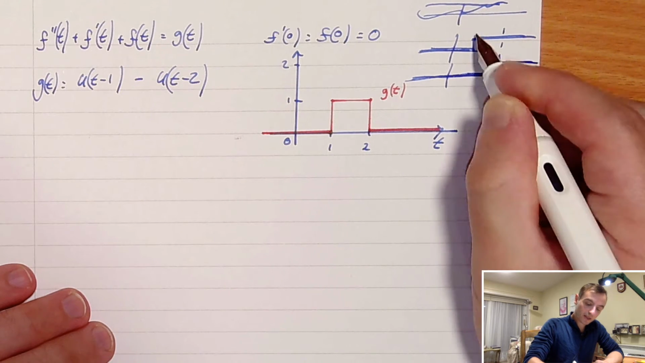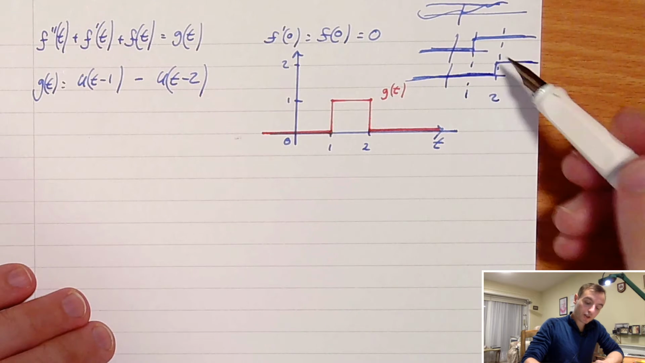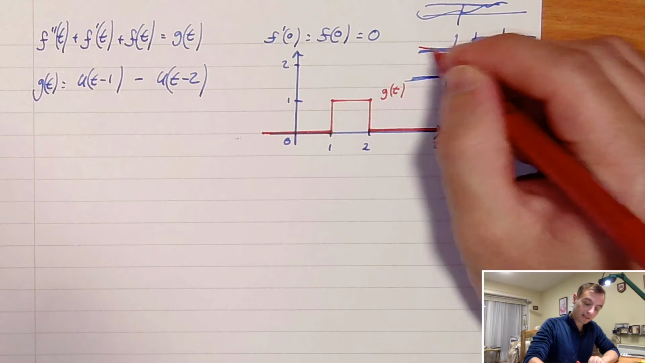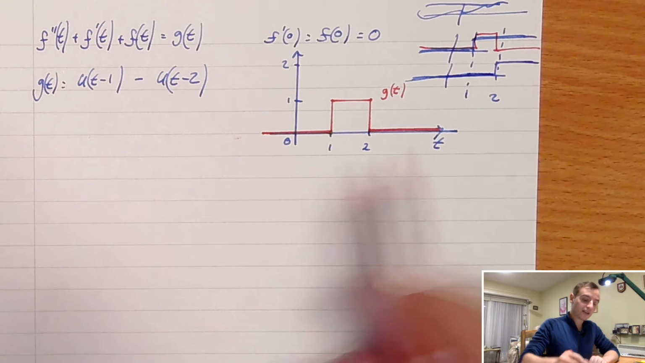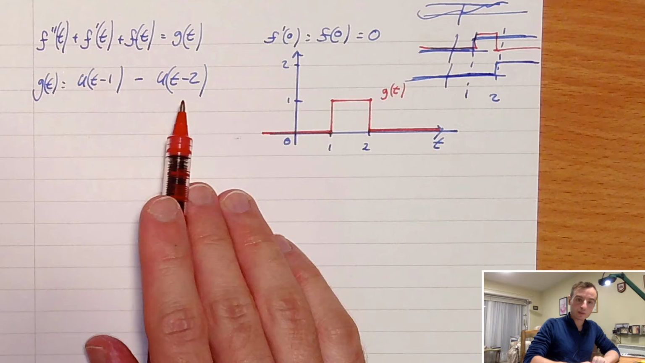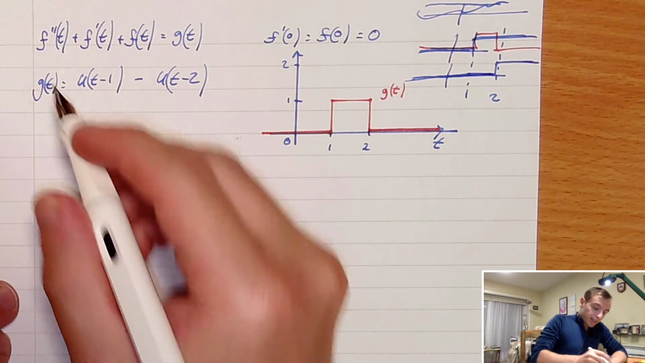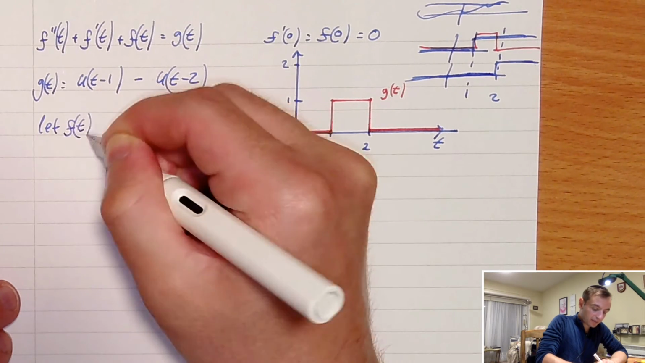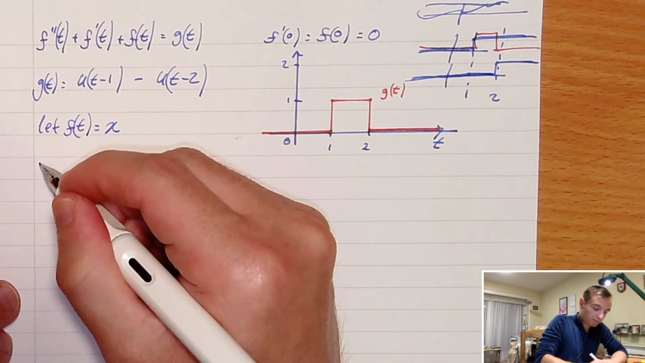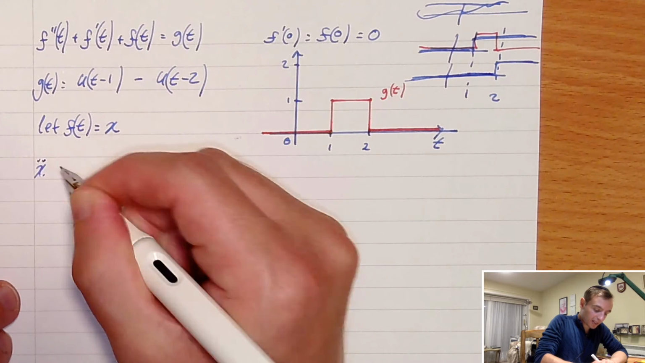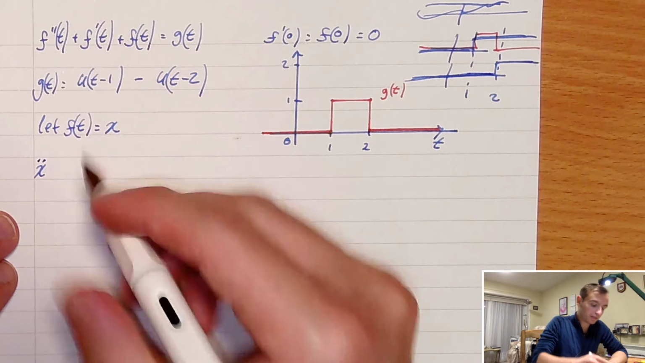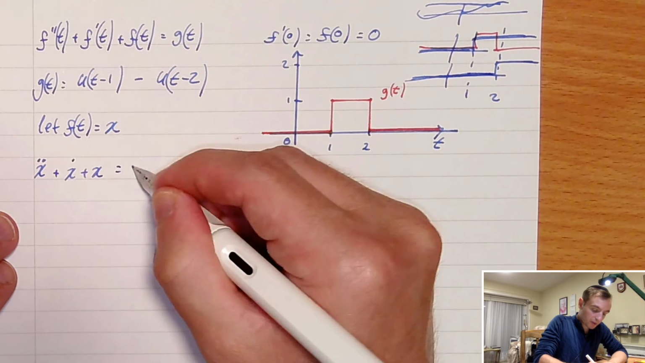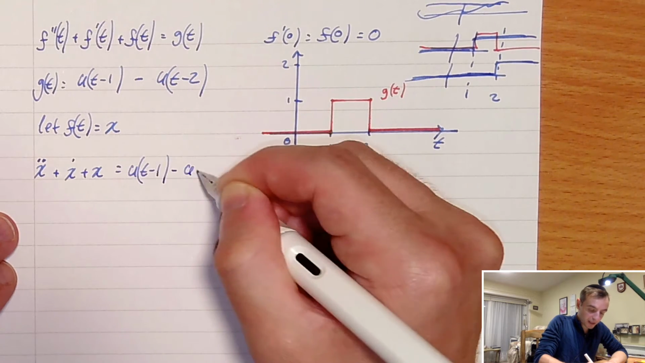And if this is 2, and this is 1, then if we subtract from this one, we're just going to be left with that little thing in the middle over here, which is what we have over here. So that's how we can see that the function g of t is u of t minus 1 minus u of t minus 2. Now let's just rewrite this. Let f of t equal x, and we can rewrite what we have. So x double dot, the second derivative of the function f of t, plus x dot plus x equals u of t minus 1 minus u of t minus 2.